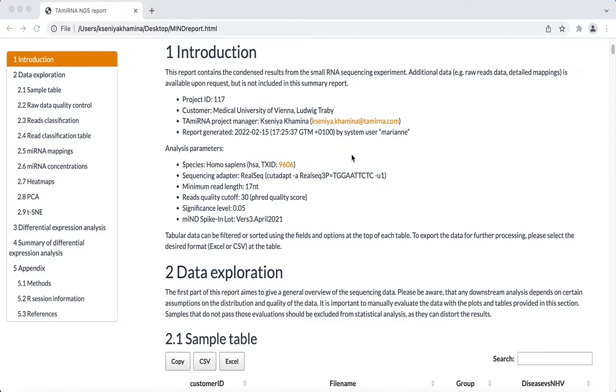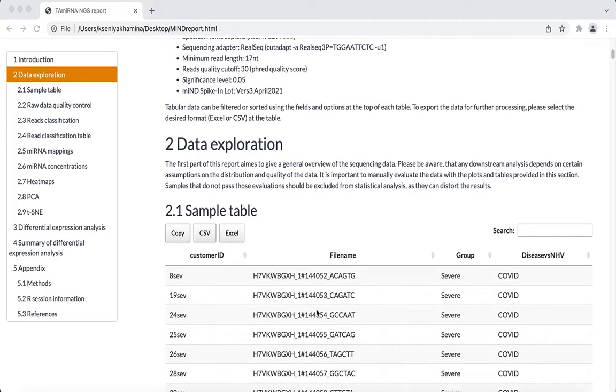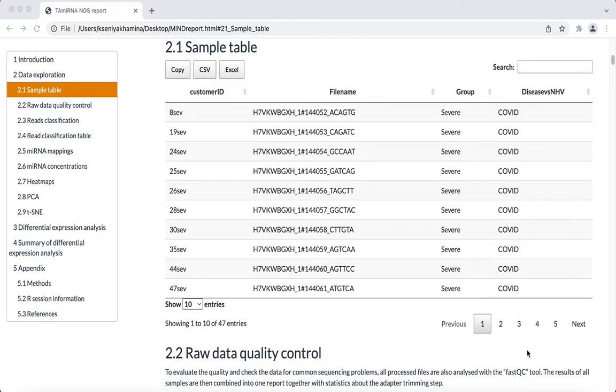The second tab of the miND report contains information about data exploration. It gives a general overview of the sequencing data. 2.1 is a sample table. It contains information about customer ID of the samples, file name, and groups. This data can be downloaded in the form of a CSV file or an Excel file. It can also simply be copied.